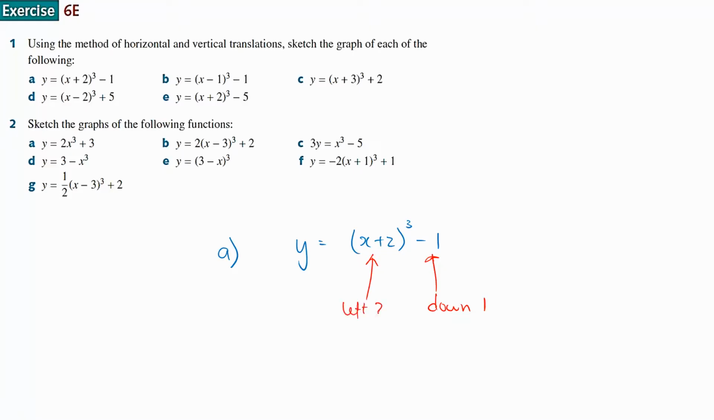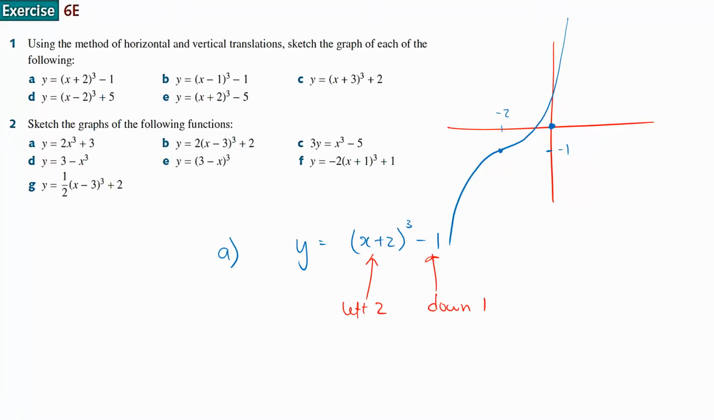Left 2. So if you were to draw your graph, your inflection point, which should have been at (0, 0), has now moved down 1 and then to the left 2. So this is your new inflection point. Now, is this a positive graph or is it inverted? Positive, because it's a positive 1 value here. So therefore, the shape will look like that.